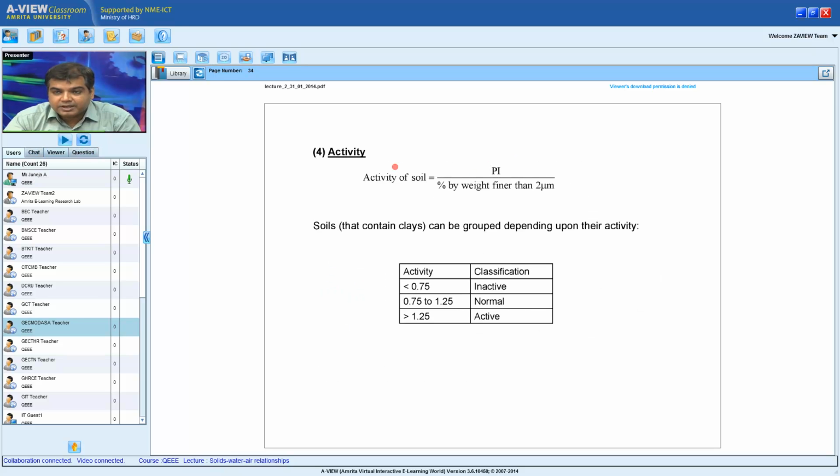Okay, it leads to the last definition, which is called activity. Activity is defined as the ratio of plasticity index to the percent finer than 2 micron, or I can restate this that it is the ratio of plasticity index to the clay content. So if activity is more than 1.25, we call it an active clay. Usually the black cotton soils of India which have montmorillonite clay content are very active.